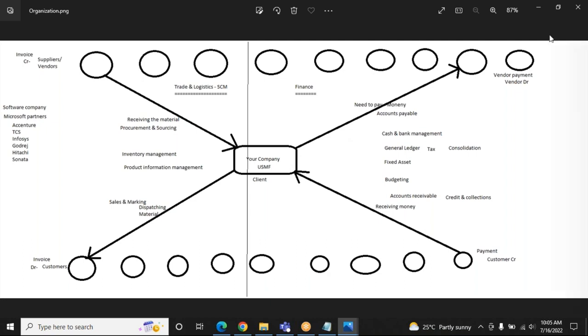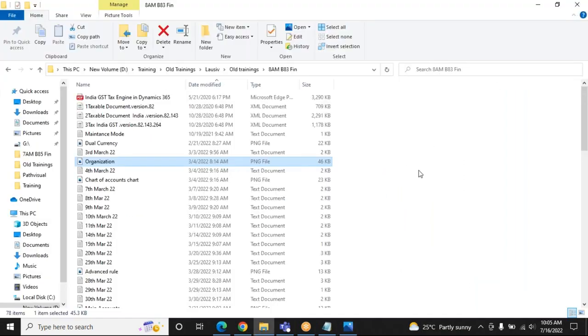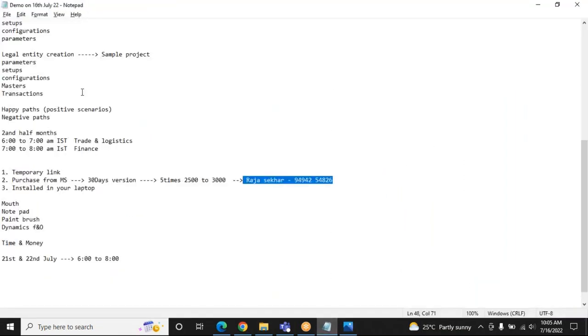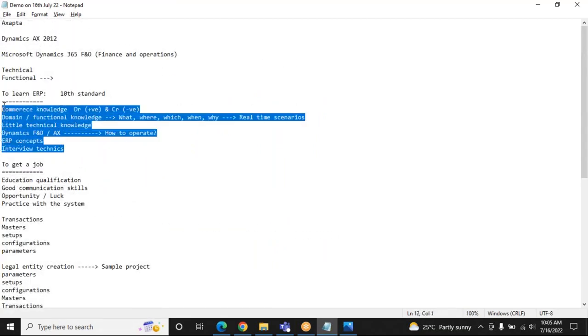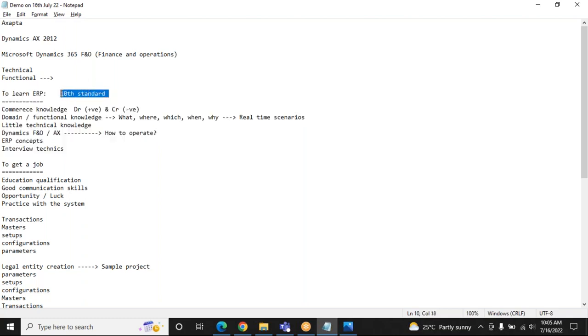Okay, so you are going to understand commerce knowledge also with this trainings. That's why I told you you are going to learn commerce knowledge also. So in my training, more than 550 people have provided training. Now in that around 3-4 members are 10th standard completed candidates. Degree is distance education. They also become a functional consultant.